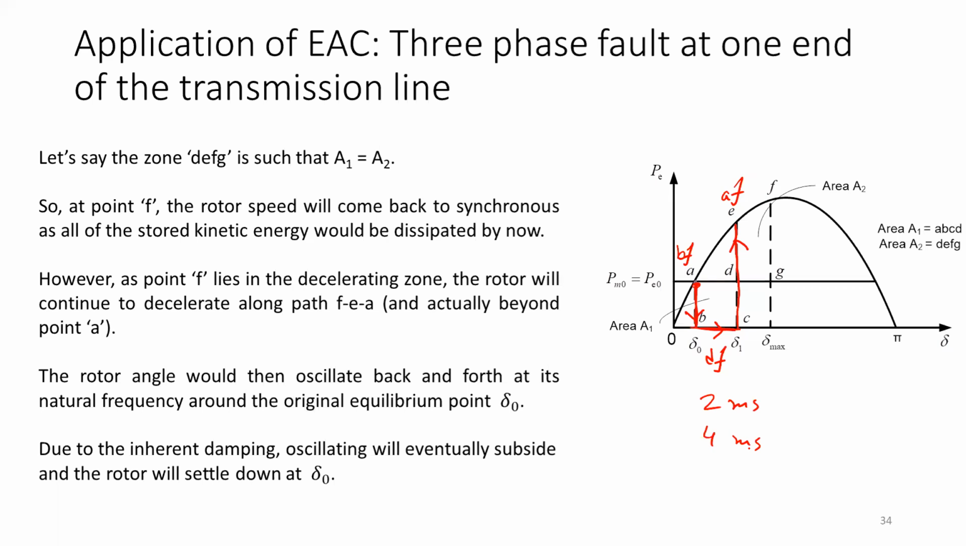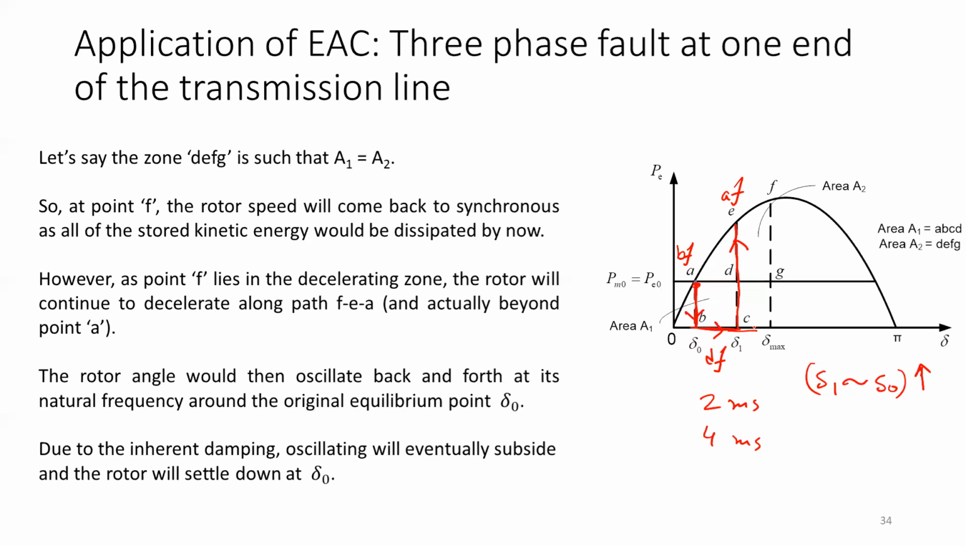Sir, it will cross delta max. It will shift more towards the right. So that means the more time you take, your difference between delta 1 and delta 0 will keep on increasing.